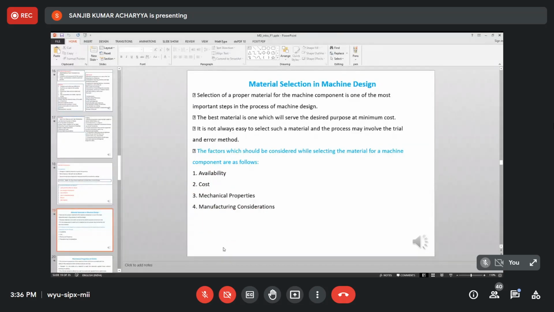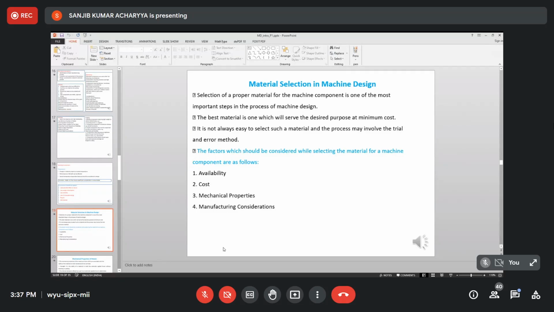Now, an important area for the designer: how material is selected. What are the different aspects that the designer has to consider while selecting a material? Four points are there. First of all, availability. Whether it is available as a standard product. We generally avoid developing a new material for a particular product. An attempt should be made to fulfill the purpose of the component by selecting some available material.